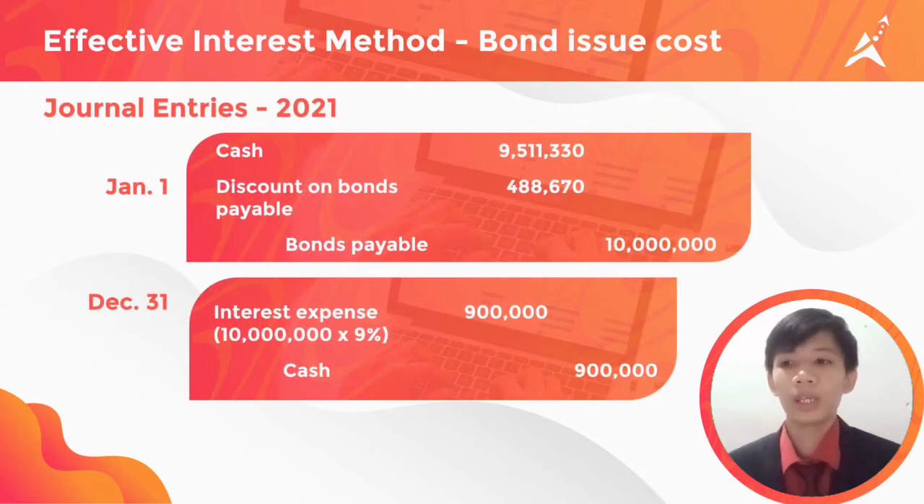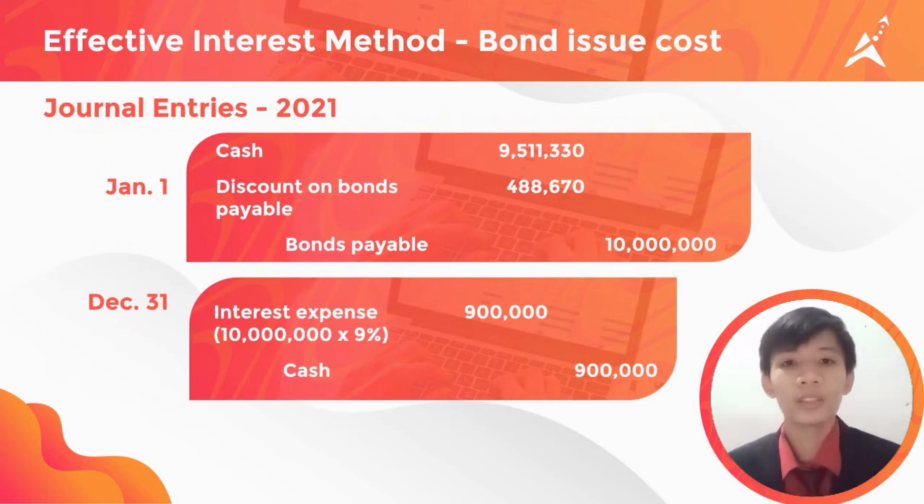On January 1, the entry is to record the issuance of bonds payable. So, we debit cash 9,511,330, debit discounts on bonds payable 488,670, and credit bonds payable 10 million. So how did we get the value 488,670 in the discounts on bonds payable?